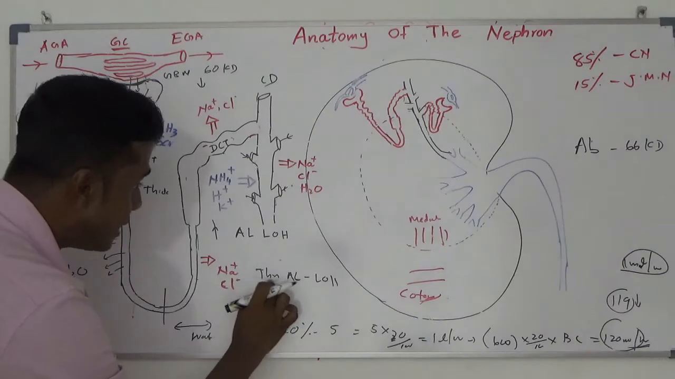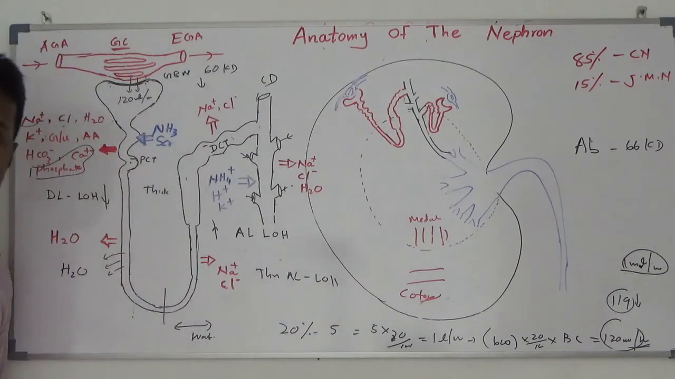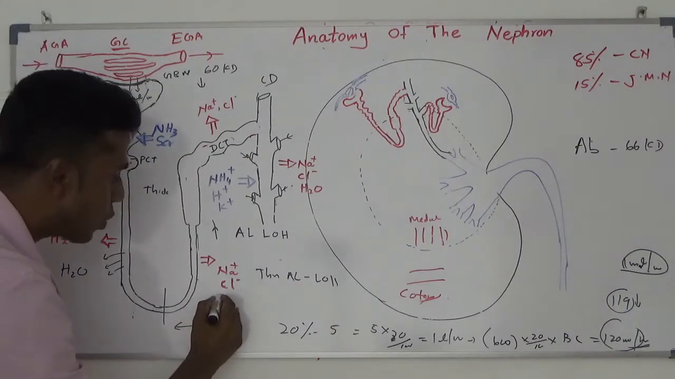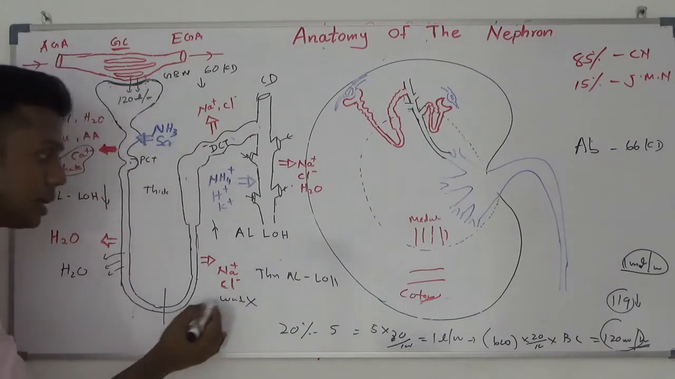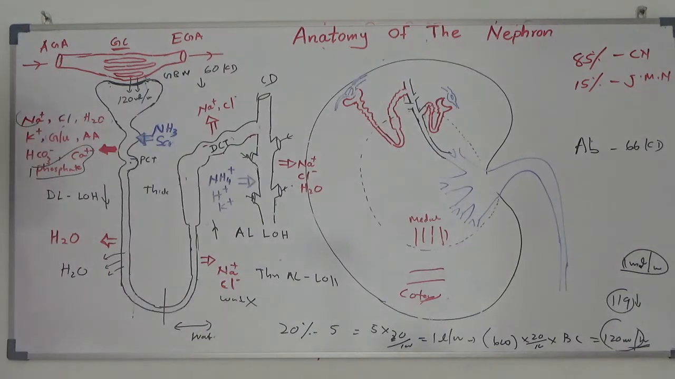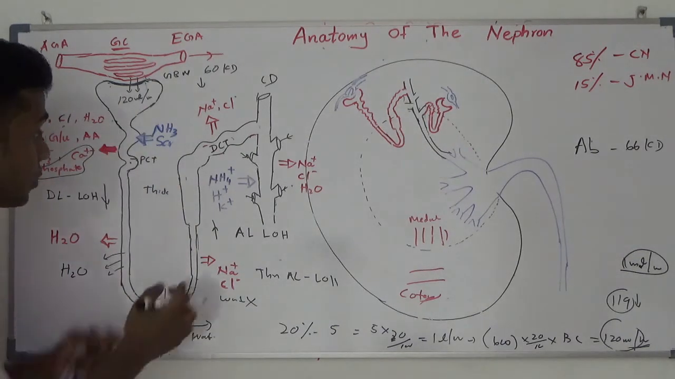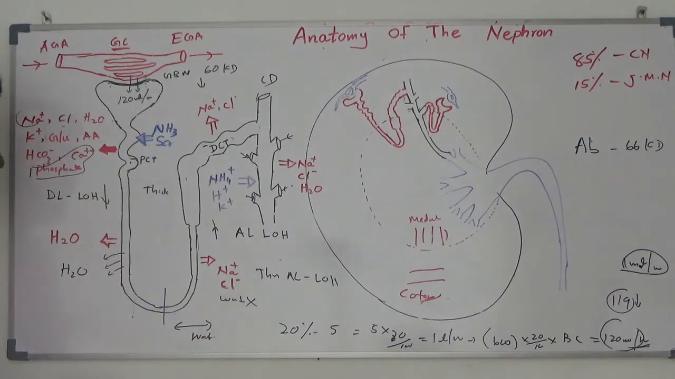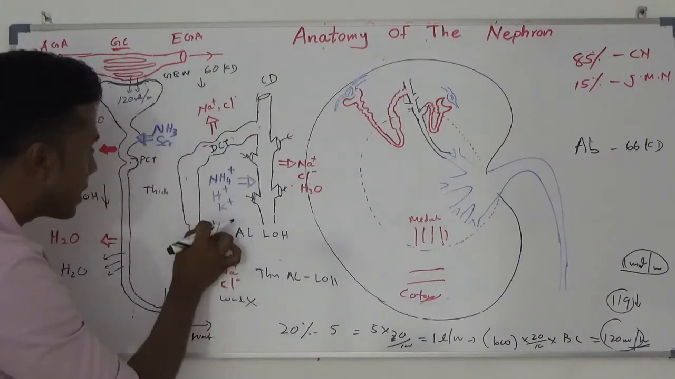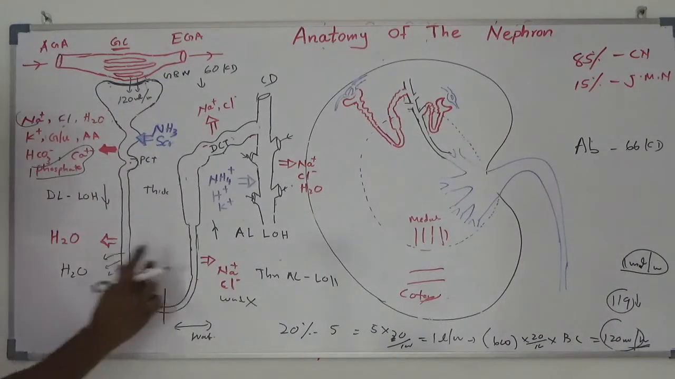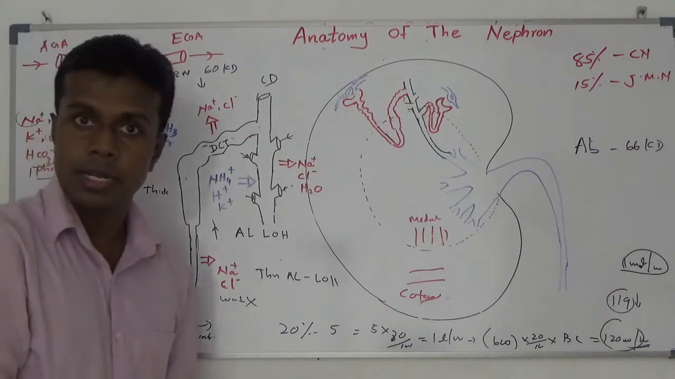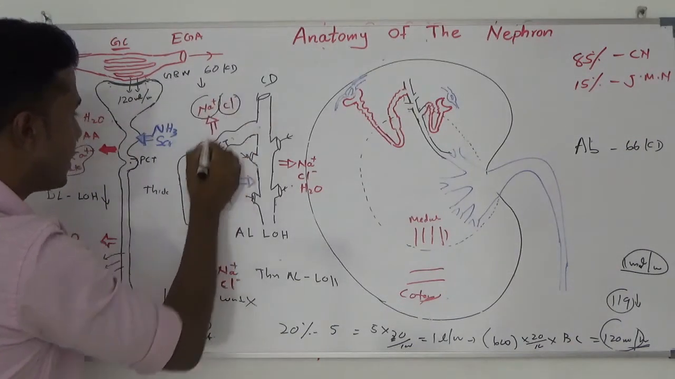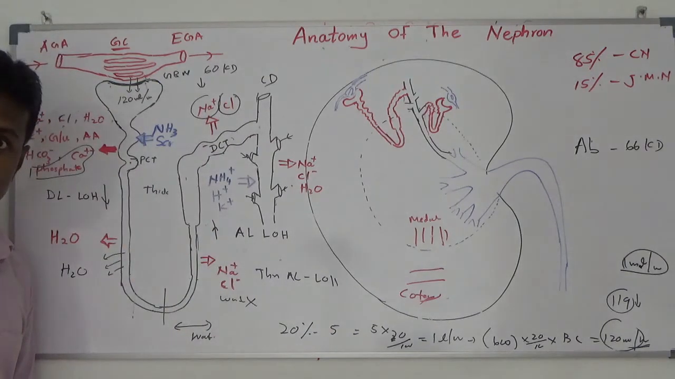Your thin ascending limb of the loop of Henle is not permeable to water, but it is permeable to sodium and chloride. The thick one is also the same, not permeable to water, but permeable to sodium and chloride. They are going to reabsorb sodium and chloride here. Here they are going to lose water. Here they are going to reabsorb electrolytes. Here you are going to reabsorb sodium and chloride. Here means the distal convoluted tubule.